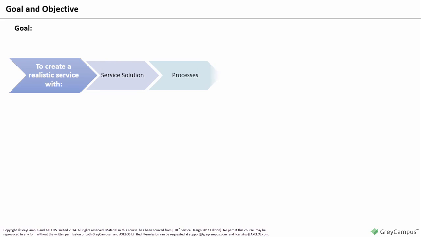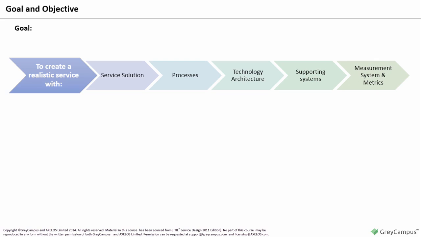Goal and objective. The goal of service design is to create a realistic service with all 5 aspects of service design, which are service solution, processes, technology architecture, supporting systems, measurement system and metrics.